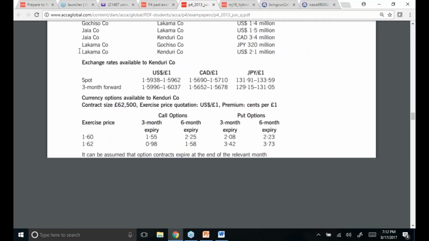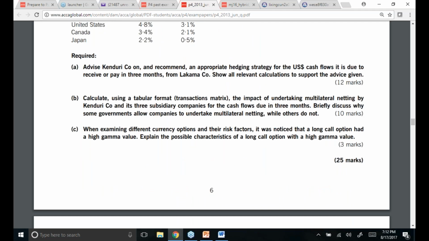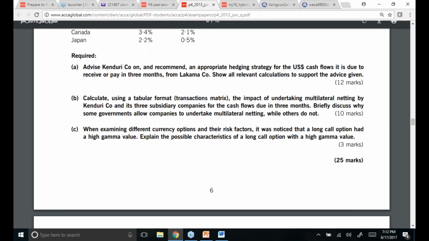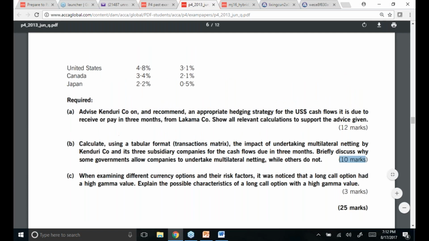The requirement of this question is to calculate, using the tabular format of the transaction matrix, the impact of undertaking multilateral netting by the Kanduri Co. and its 3 subsidiary companies for the cash flows due in 3 months. So cash flows are due in 3 months, and the examiner has asked to form a transaction matrix. Briefly discuss why some governments allow companies to undertake multilateral netting while others do not. The question has 10 marks. So let's have a reading of this question.